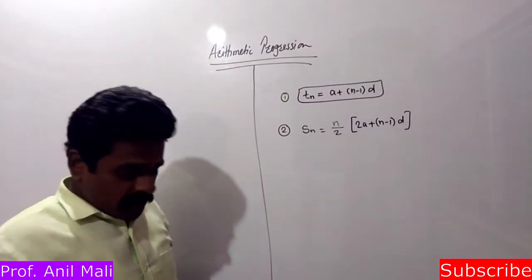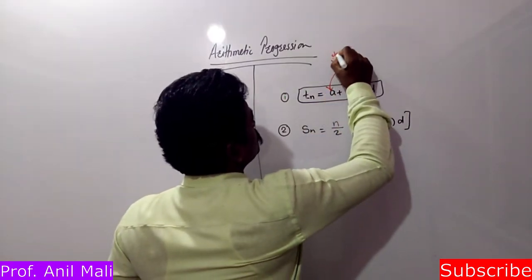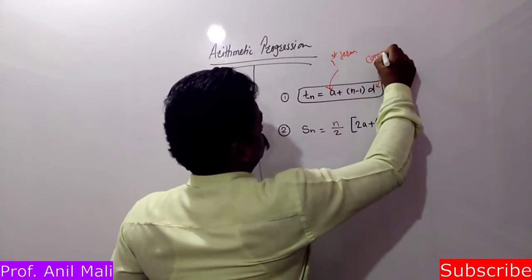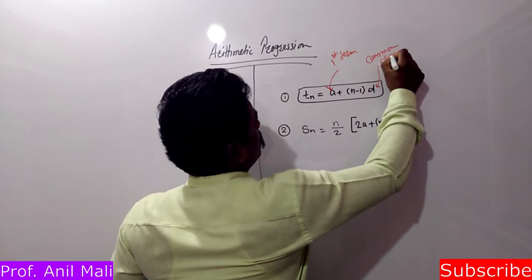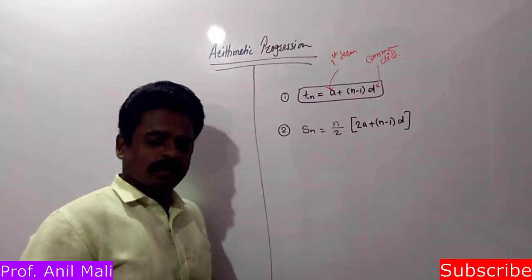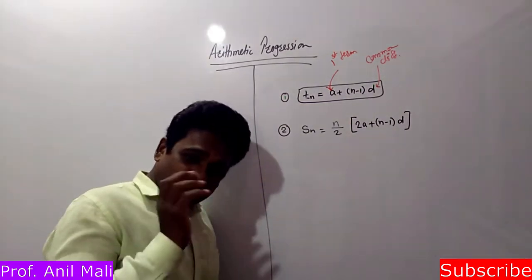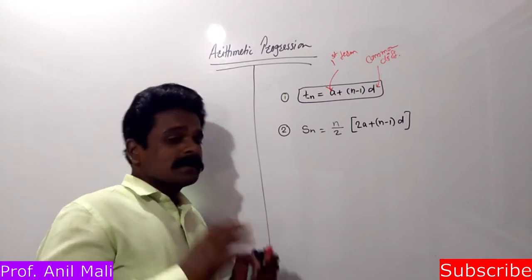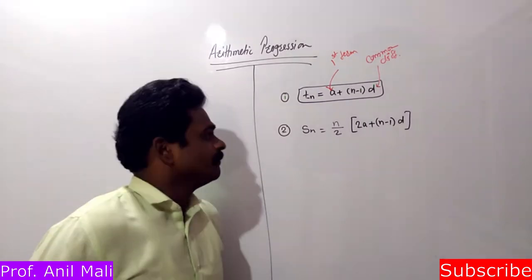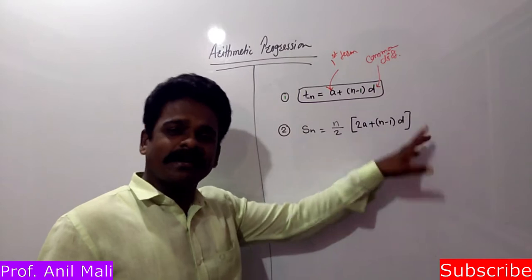So a was the first term, and d was my common difference. No problem. And the last part which we had discussed in this chapter was the sum of first n terms. Sn is equal to n by 2 into the bracket 2a plus n minus 1 into d.